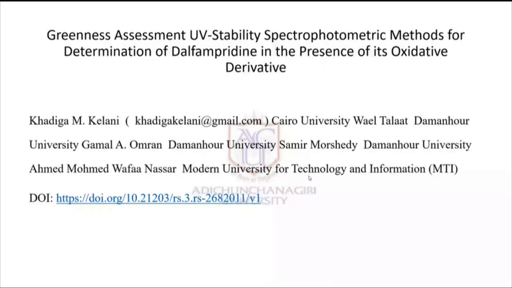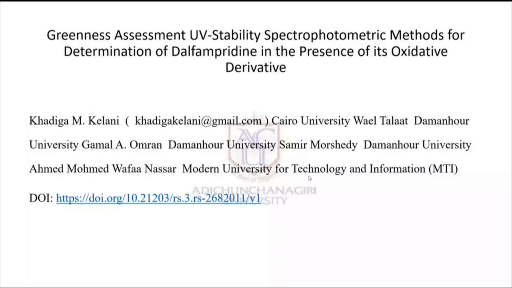Our first method is greenness assessment of a stability-indicating UV spectrophotometric method for determination of dalfampridine in presence of its oxidative derivative. The author has developed an analytical method for determination of dalfampridine in presence of its degradant, and the method chosen was the stability UV spectrophotometric method. After development of the suitable analytical method, the greenness of the method was assessed. That is the research work done, and this is the DOI of the article.